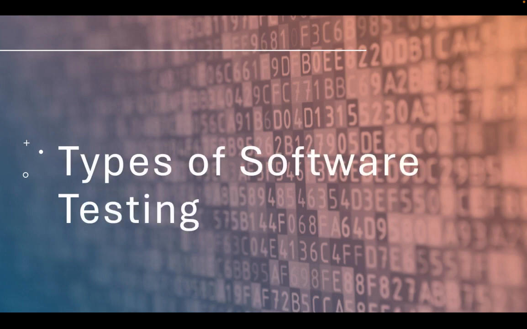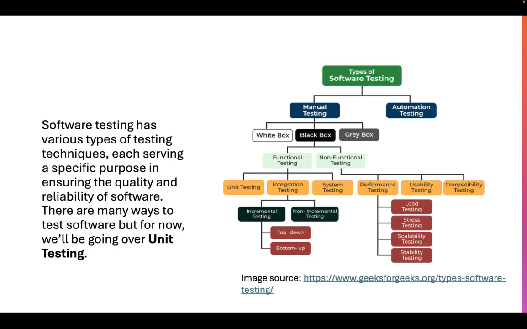Types of software testing. Software testing has various types of testing techniques, each serving a specific purpose in ensuring the quality and reliability of software. There are many ways to test software, but for now, we'll be going over unit testing. This is just a graph of all the ways of software testing. So we're mainly going to go over this one right here.